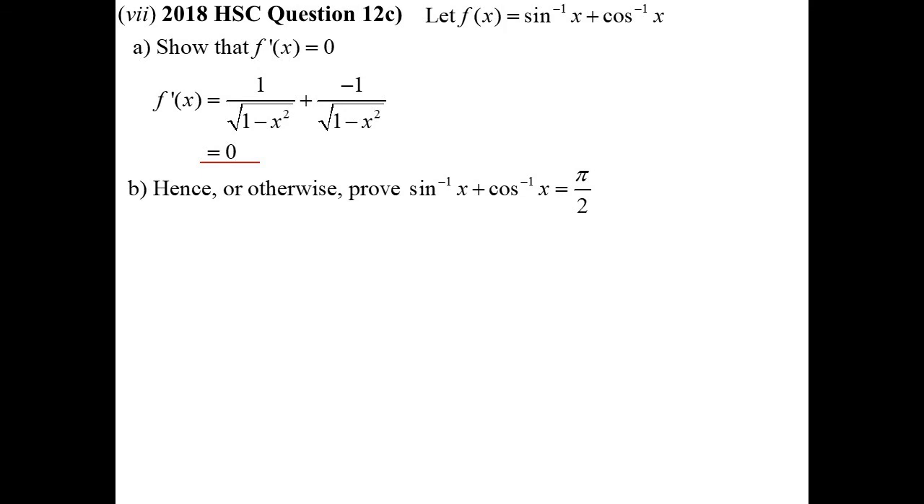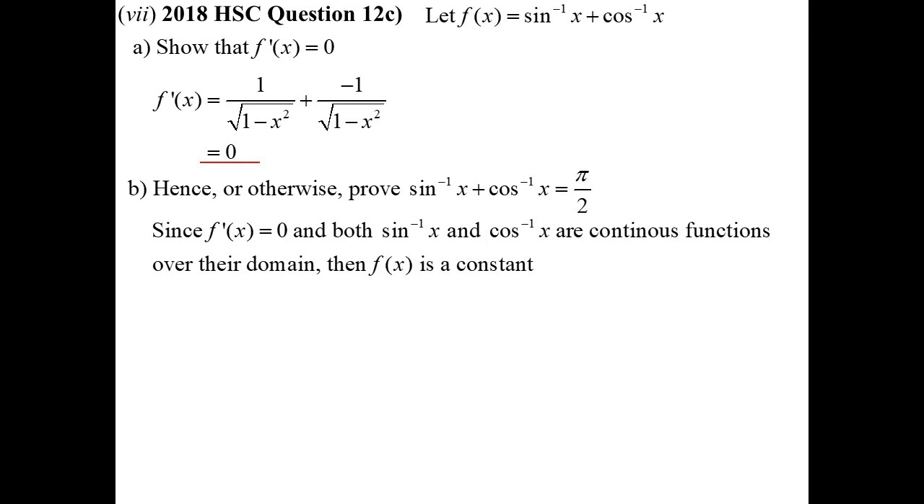Hence or otherwise, prove this relationship. Remember, it's our identity with inverse trig, you may recall. Inverse sine of x plus inverse cos of x is pi on 2. So what they're getting at there is, hang on, I've differentiated something and the answer was 0. Therefore, I must have differentiated a constant, because only constants go to 0 when you differentiate them. They're asking us to show or prove that that constant is pi on 2.